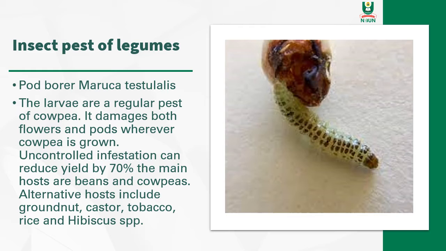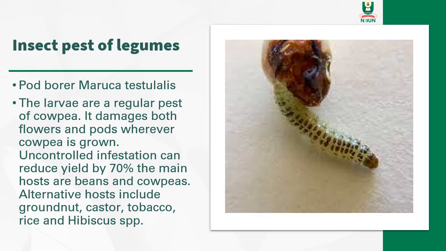So these larvae are very injurious and they damage the cowpea crop very much. They damage both the flowers and the pods wherever cowpea is grown. They go for the flower and they go for the pod, and you know that anytime the flower of a plant is disturbed, it cannot produce any pod. Even if the flower manages to get to the pod stage, this pod borer will go and destroy it. So uncontrolled infestation can reduce yield by 70%. That's a very high number.